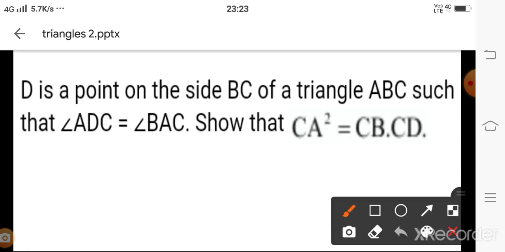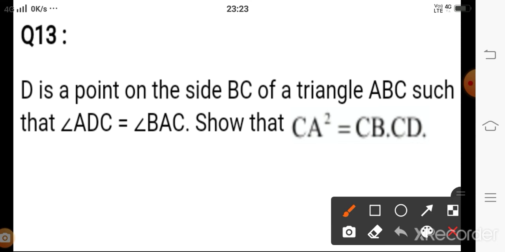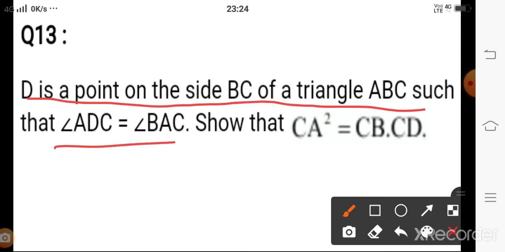Let's solve question number 13 here. D is a point on the side BC of triangle ABC such that angle ADC is equal to angle BAC. This is given, and we have to show that CA square is equal to CB into CD. What we need is CA square.